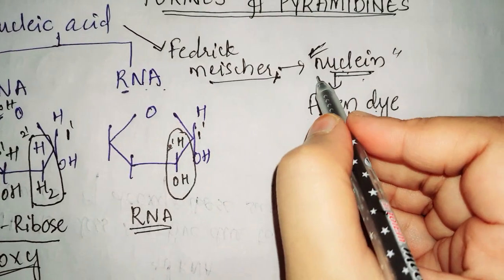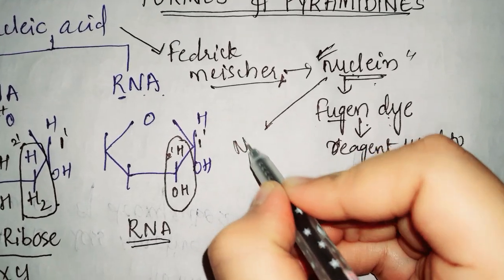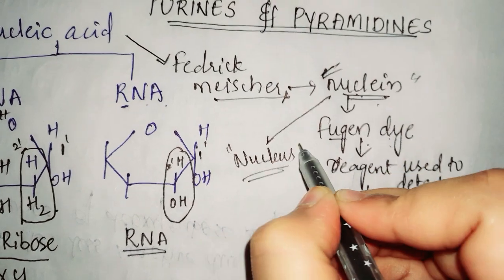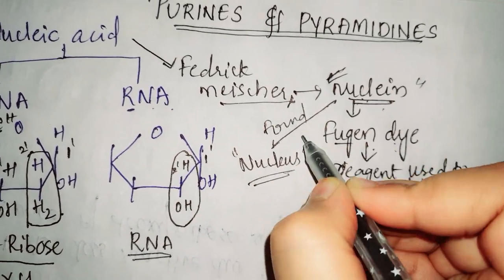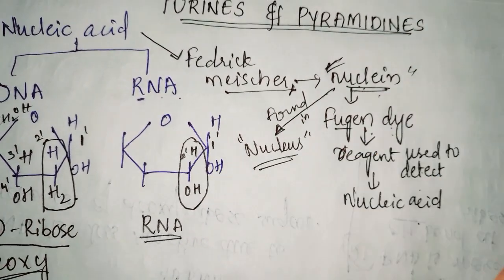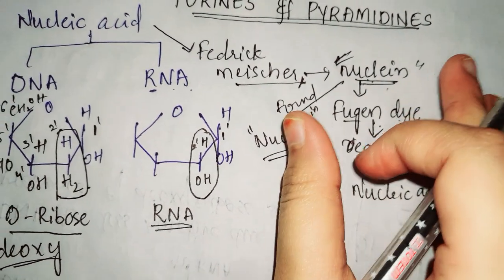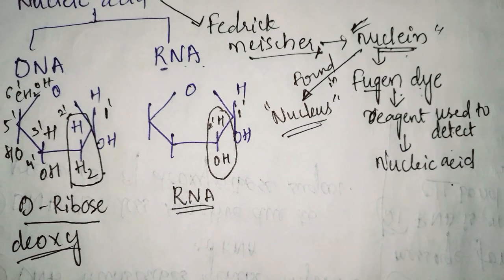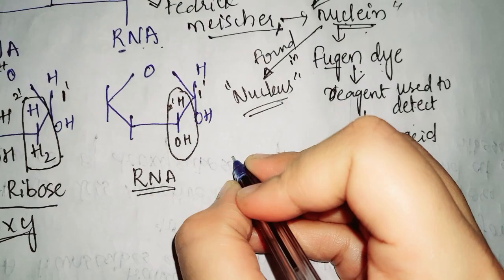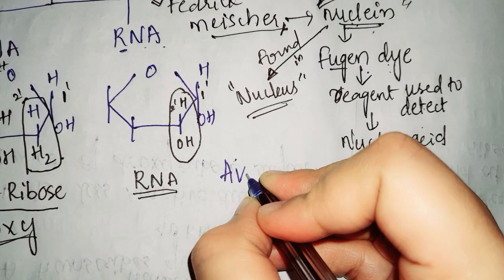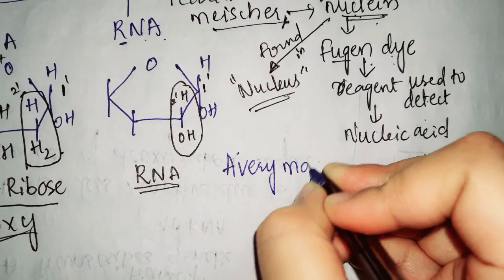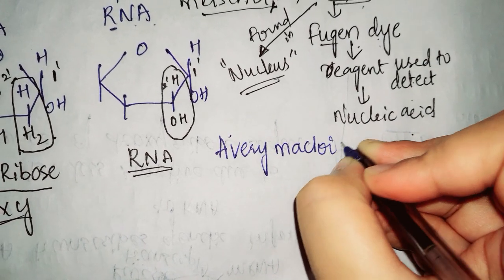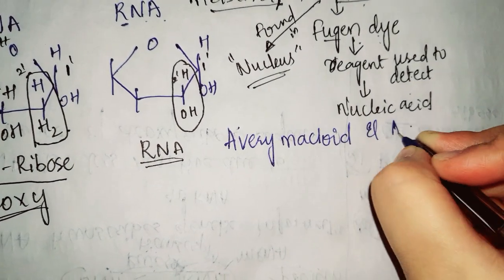And what happens after that? Nuclein is a substance which is found in the nucleus. Okay, nuclein is found in the nucleus. So this is the history. But there were another three scientists, Avery, McLeod, and McCarty. They came and proved that the genetic material is nucleic acid. So they proved by their experiment that nucleic acid is the genetic material.